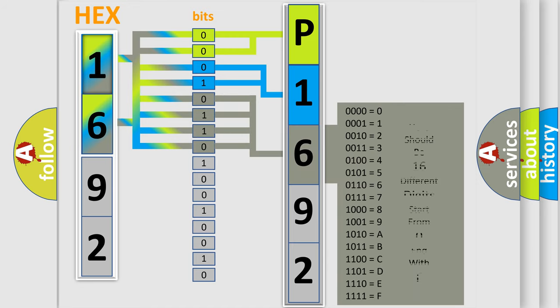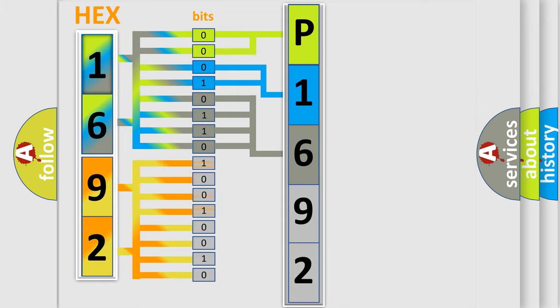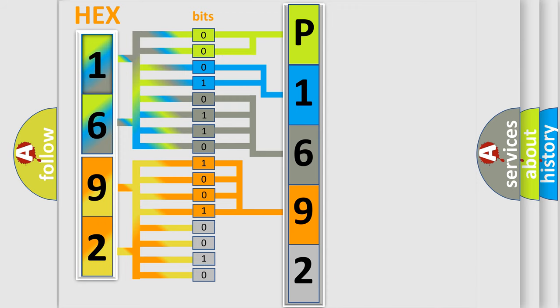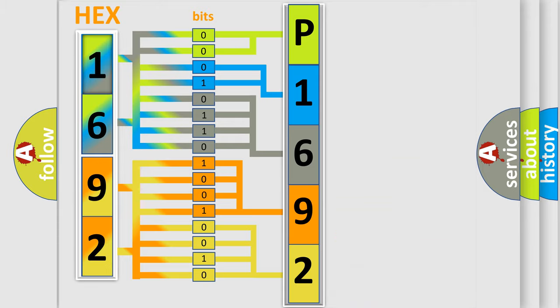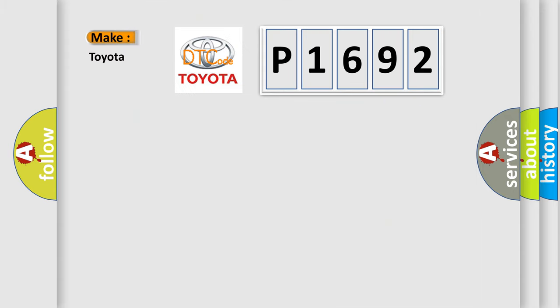The second byte is composed of a combination of 8 bits. The first 4 bits determine the fourth character of the code, and the combination of the last 4 bits defines the fifth character. A single byte conceals 256 possible combinations. We now know in what way the diagnostic tool translates the received information into a more comprehensible format. The number itself does not make sense to us if we cannot assign information to what it actually expresses. So, what does the diagnostic trouble code P1692 interpret specifically for Toyota car manufacturers?